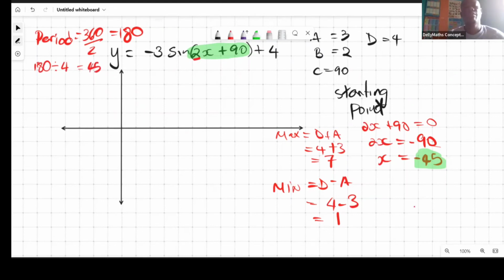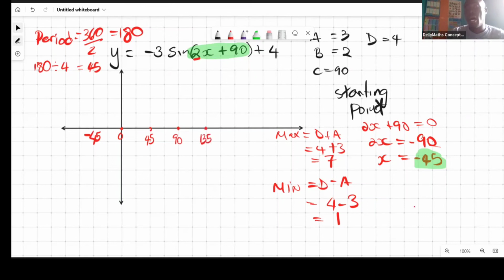It's going to tell us how far apart the specific points are. There are 4 to complete the cycle. So let us say that this is negative 45. When you add 45 to that, you're at 0. When you add 45 to that, you're at positive 45. When you add 45 to that, you're at 90. And when you add 45 to that, you are at 135.